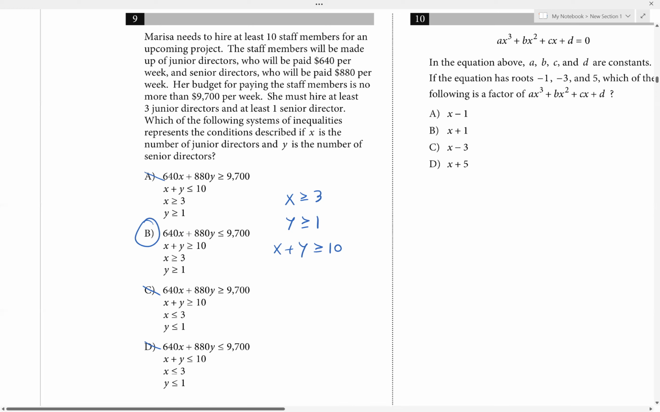And also the last inequality: a junior member is $640, so 640 times X. And each senior member is $880, so 880 times Y, and this whole amount is the total budget. It had to be within $9,700, because no more than 9,700, so it had to be less than or equal to 9,700. So again, that matches with answer choice B. So that should be our final answer for number 9.